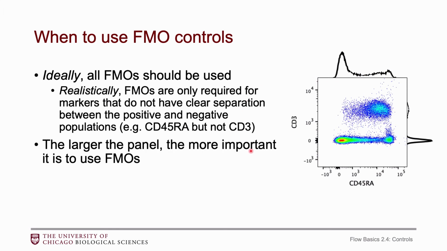And then again, the FMO has to do with the spillover spreading error, which becomes more of an issue as panels get larger. So the larger the panel, the more important the FMOs are. For really small panels, you might not need an FMO as much.